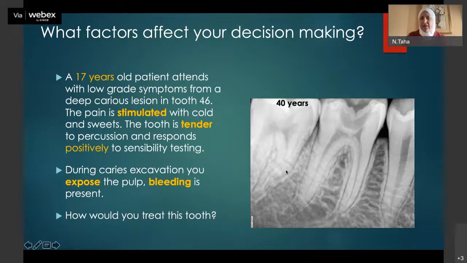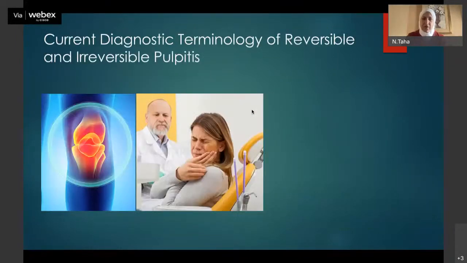And if I tell you this patient is 14 years old, not 17 years old, and he's having spontaneous pain, not stimulated pain, would this affect your treatment plan? And is there any evidence for changing treatment plan based on severity of symptoms or patient age? I will get to the answer of these questions as we go on in the presentation.